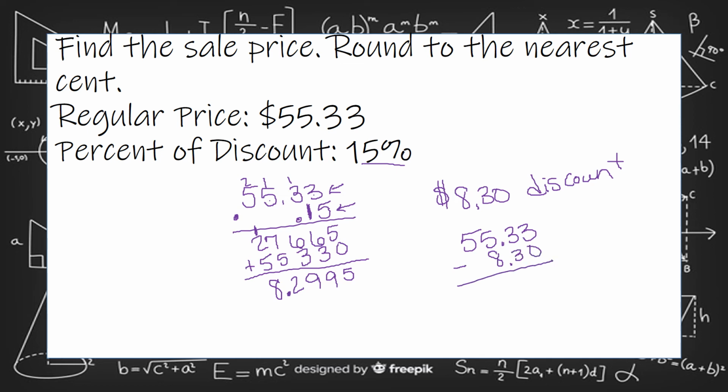So 3 minus 0 is 3. 3 minus 3 is 0. Bring down your decimal. 55 minus 8 is 47. So the sale price is $47.03.